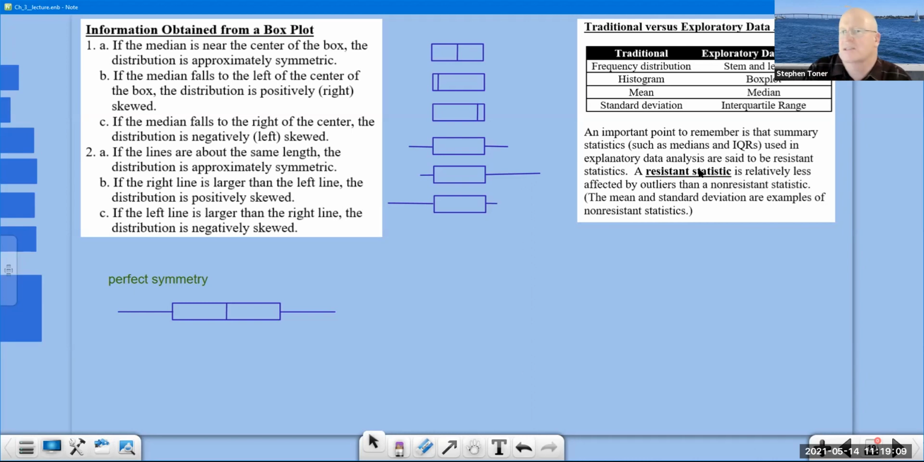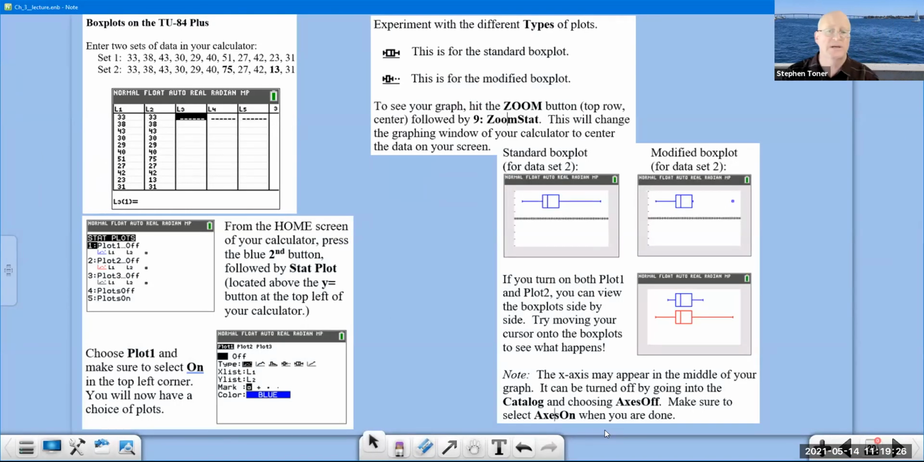Now, in this class, I'm not just testing you on your ability to do calculations, but I want you to understand these concepts that I'm describing also. Okay, now we're going to move on to how do we draw box plots on our graphing calculator.